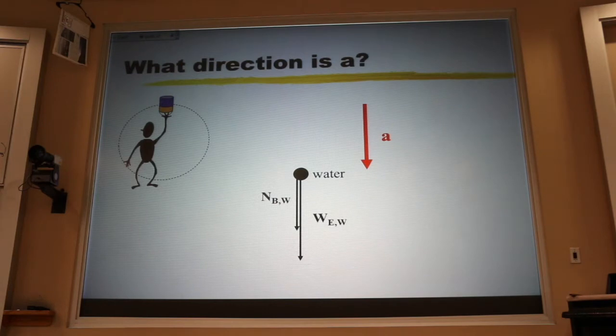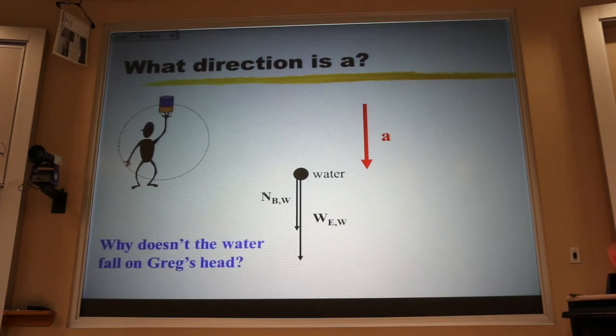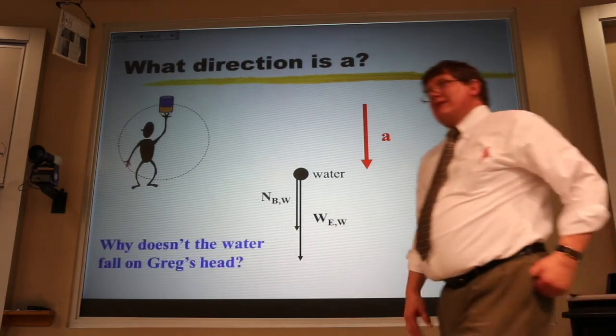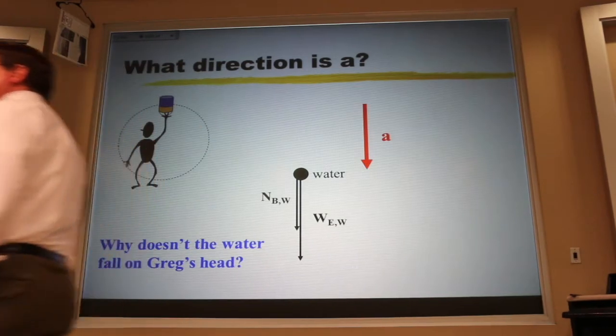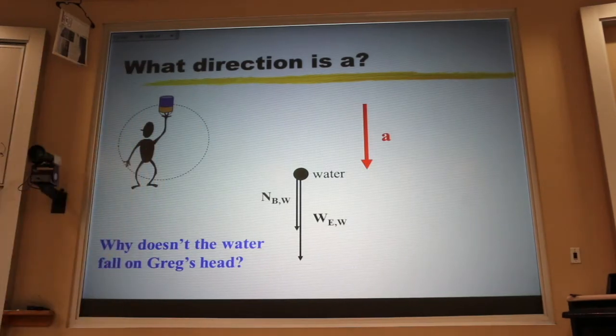And that begs the question, if the acceleration of the water is down and the water's above Greg's head, why doesn't it just fall down on Greg's head? Yeah, why? That's what we wanted to happen. Brave soul, why? Yes? Because the bucket is, well, it's the same thing with the ride. It's constantly moving around. Right.